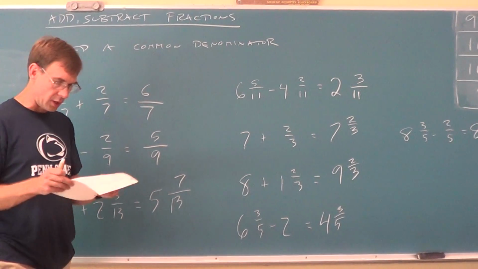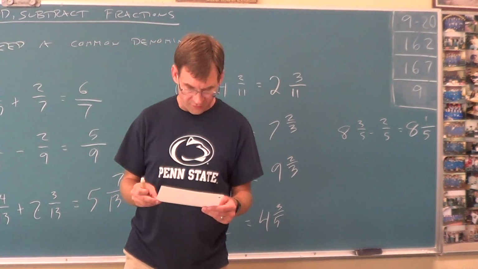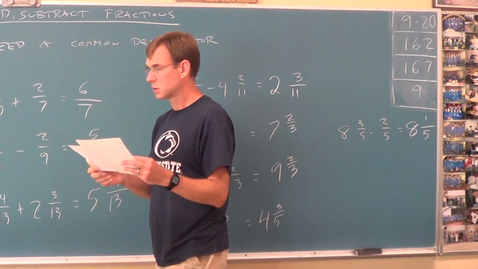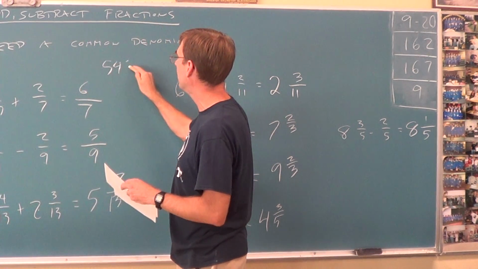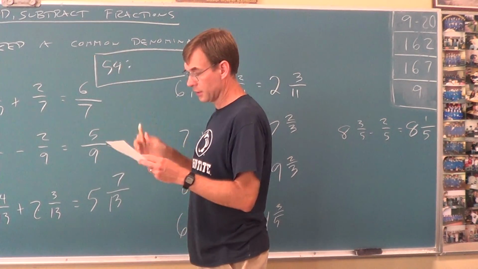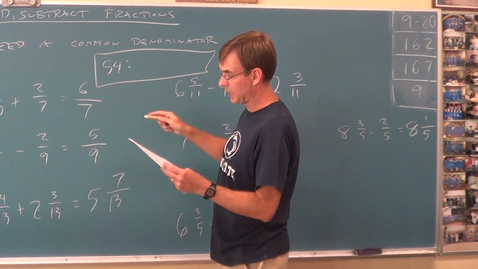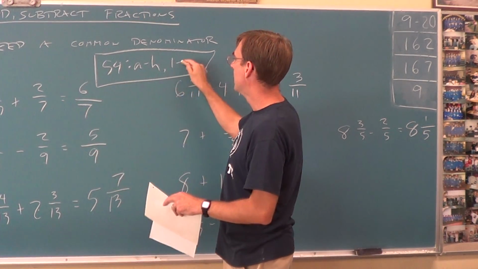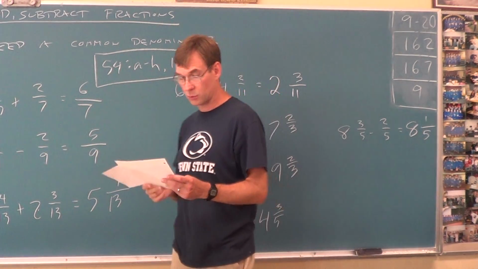Homework on this, we're going to do all of page 54. On 54, we're going to do the letter portion, which is from A to H. That's going to be all fraction stuff like this. And then we're going to do a good old 1 to 25.